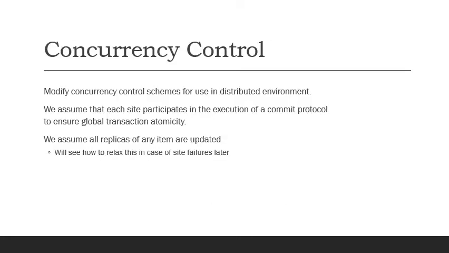Next, let's see concurrency control in distributed databases. We show here how some of the concurrency control schemes studied earlier in DBMS can be modified such that they can be used in a distributed environment. We assume that each site participates in the execution of a commit protocol to ensure global transaction atomicity. The protocols we describe in this section require updates to be done on all replicas of the data item. If any site containing a replica of the data item has failed, updates to the data item cannot be processed.